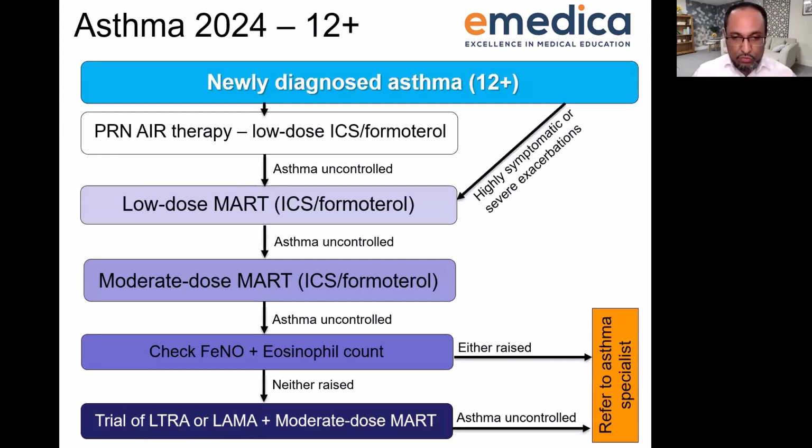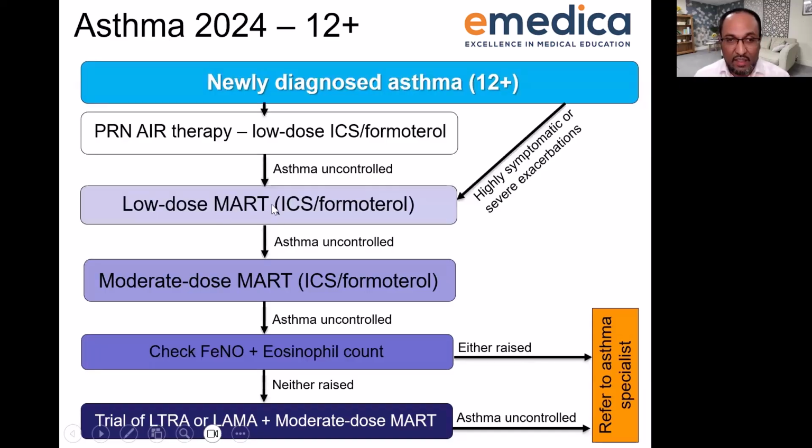And that's because of the anti-inflammatory impact, and the evidence is now overwhelming that this is so much more effective than having salbutamol, which does nothing. It gives you that short-term relief, but it isn't helping at all in terms of the long term. So PRN AIR therapy is an inhaler with a steroid and formoterol. At this stage, it's a low dose, and they just take it when they need to, whenever they're short of breath, whenever they're a bit wheezy, or if they're having lots of nighttime cough. If then it's not well controlled, they'd go on to a low-dose MART.